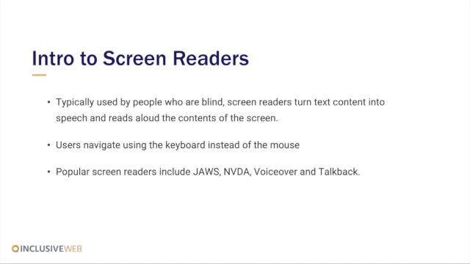One type of assistive technology is screen readers. It is typically used by folks who are blind, but it's also used by folks who have print disabilities, so maybe they have a learning disability or dyslexia. And it does what the name implies. It reads what is on the screen out loud using a synthetic speech engine. So instead of seeing what's on the screen, I am hearing what's on the screen.